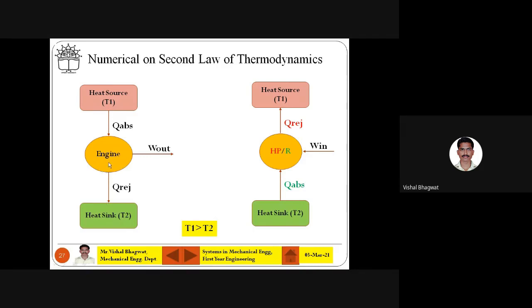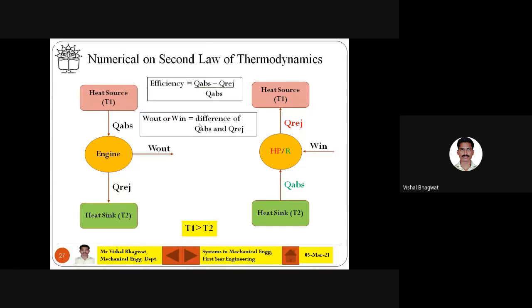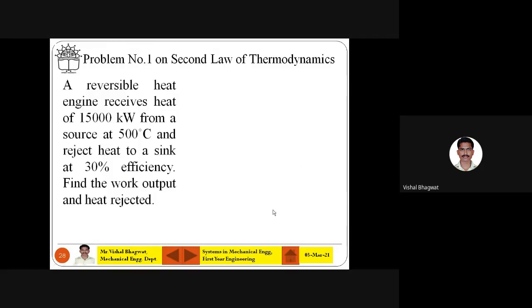So its performance we will measure in efficiency, work output. So efficiency is Q absorb minus Q rejected divided by Q absorb. Work out is the difference between Q absorb and Q rejected. You get COP of R as Q absorb divided by work in, and COP of HP as Q rejected divided by work in. Work in is always Q1 minus Q2. You will have this numerical. Quickly note it down.